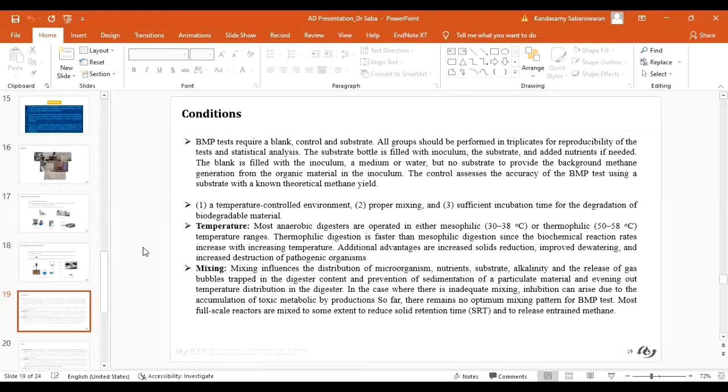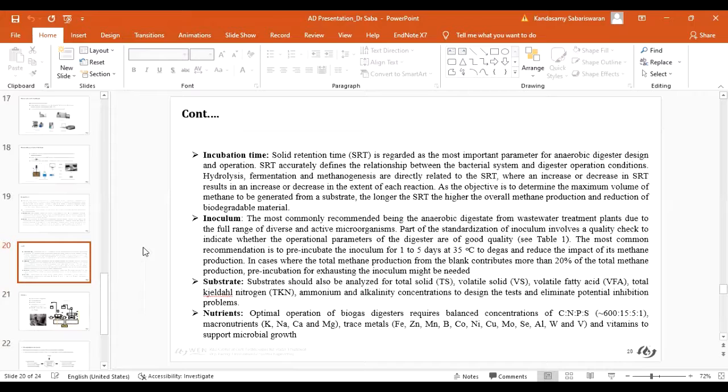Mixing influences the distribution of microorganisms, nutrients, substrate, and alkalinity, the release of gas bubbles trapped in the digester content, the prevention of sedimentation of the particulate material, and it evens out the temperature distribution in the digester. In the case of inadequate mixing, inhibition can arise due to the accumulation of toxic metabolic byproducts. So far, there remains no optimum mixing pattern for the BMP test. Most full-scale reactors are mixed to some extent to reduce solid retention and release entrained methane.